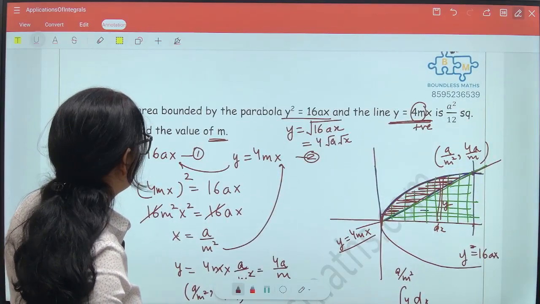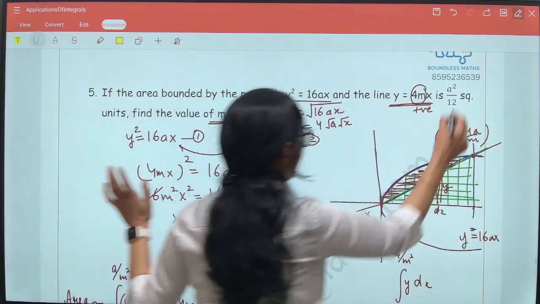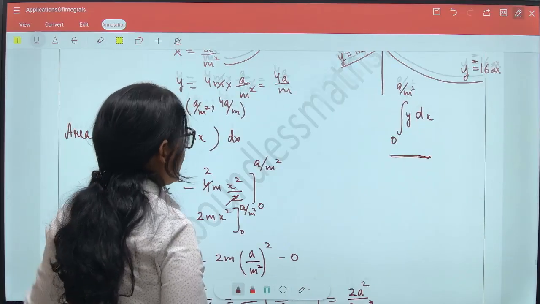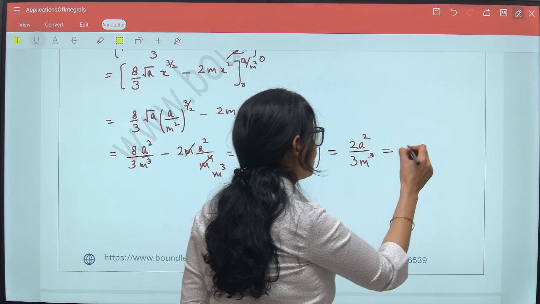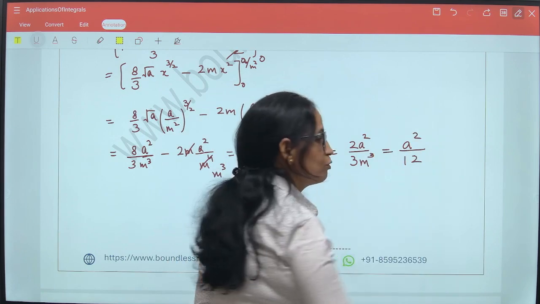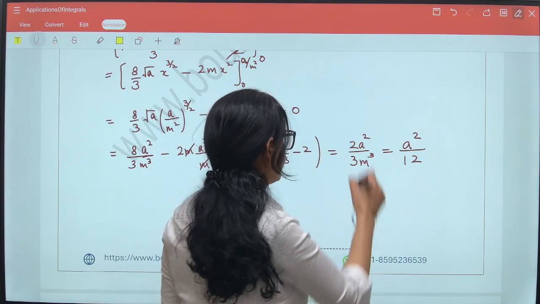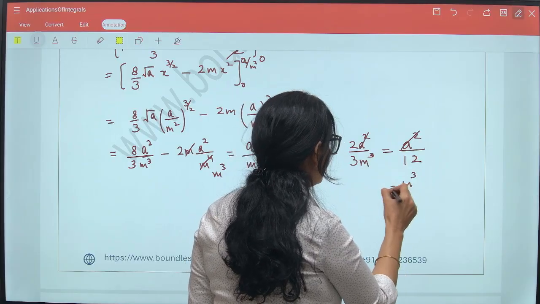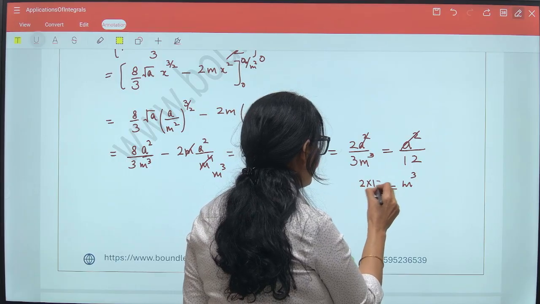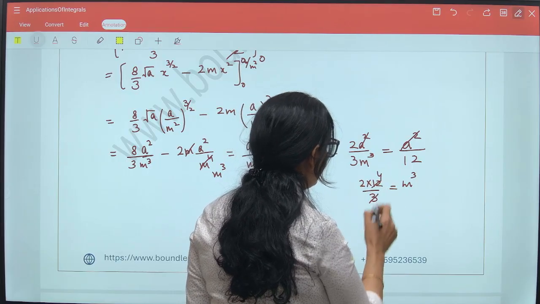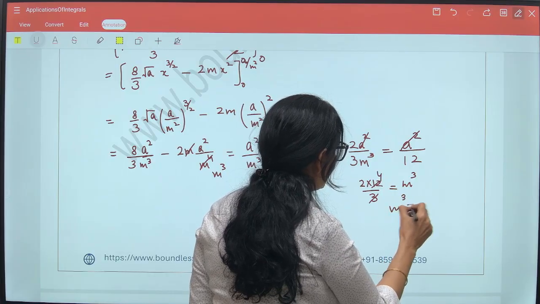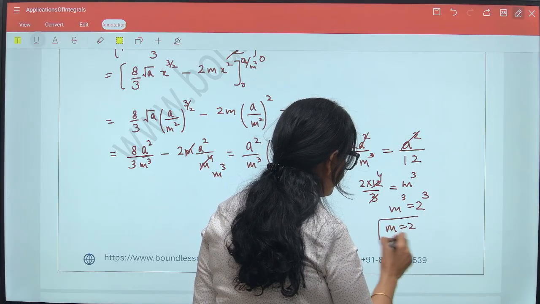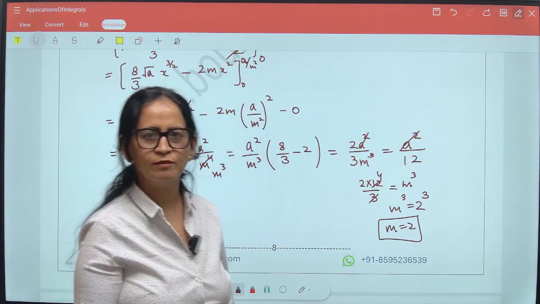So you need to find the value of m when the area is given as a square by 12 square units. So you are given the area as a square by 12. So equate this to a square by 12, and you need to find the value of m. So let's do that. Now a square gets cancelled, and we have m cube here. On the left side we have 2 into 12 by 3, 3 4s are 12. So this becomes m cube is equal to 2 cube. So that means the value of m is 2. Understood?